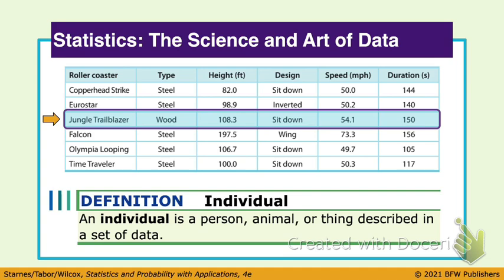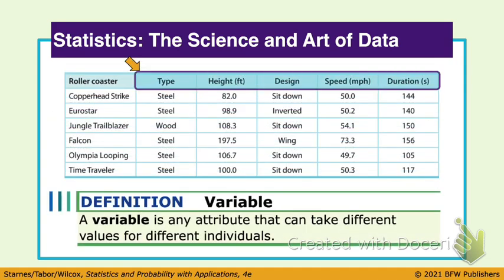Now from there we will talk about what a variable is. You guys know what variables are, right? Yeah. So a variable is basically an attribute that could be different for each individual in the data set. And so we have 5 different variables in this particular data set. Type, height, design, speed, and duration. Those are the 5 variables in this particular data set. Most of the time your variables are going to be listed across the top of the table. Okay? So variables, what are the variables? Type, height, design, speed, and duration.